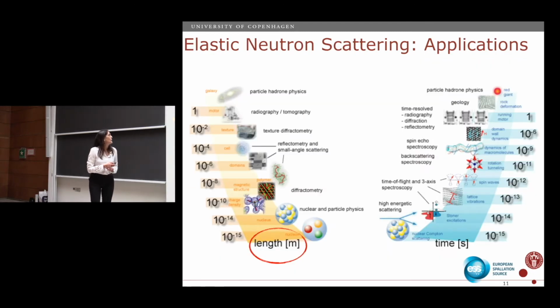So what we can do with diffractometers is measure length scales. And we are going to do experiments that can give us information from the nuclear particles up to radiography and tomography for really big stuff. We can take, for example, a full motor of a car or a turbine of an airplane, put it in a neutron beam line, and analyze it.